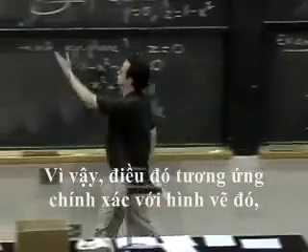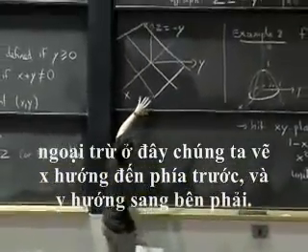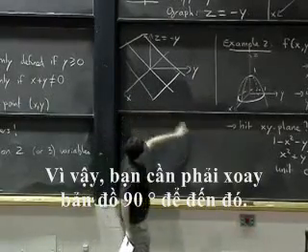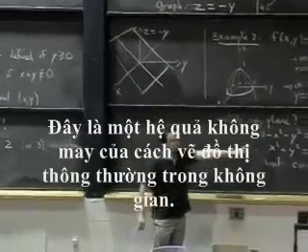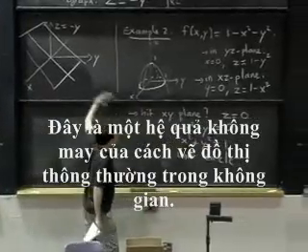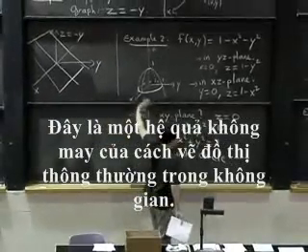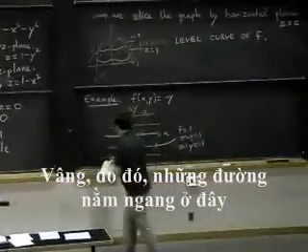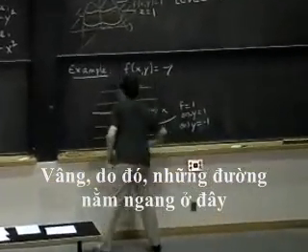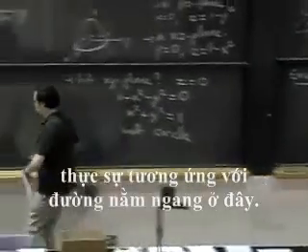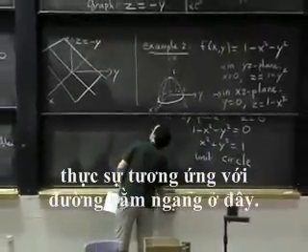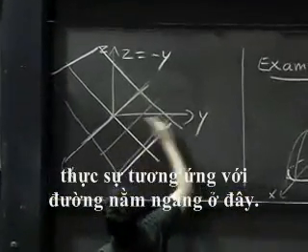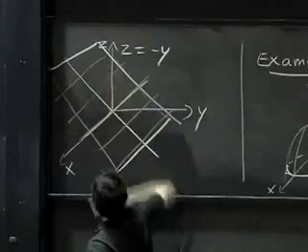So that corresponds exactly to that picture, except that here we draw x coming to the front and y to the right, so you have to rotate the map by 90 degrees to get to that. It's an unfortunate consequence of the usual way of plotting things in space. So these horizontal lines here correspond actually to horizontal lines here.